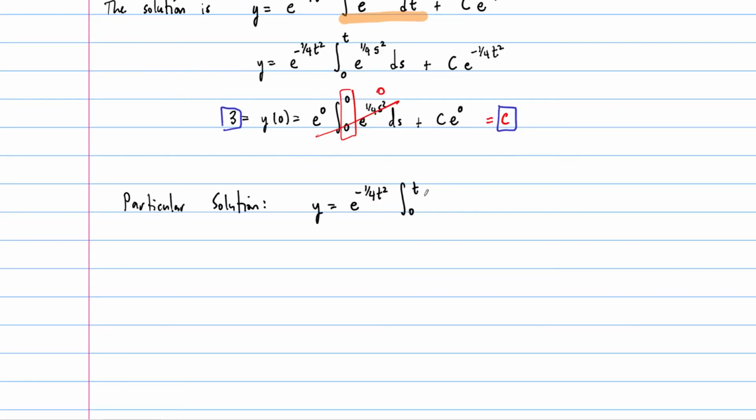But integral of 0 to t of e to the 1/4 s squared ds. This could be any variable you want, but the point is that it's an integration variable. And then plus 3 e to the minus 1/4 t squared. So there's our particular solution.